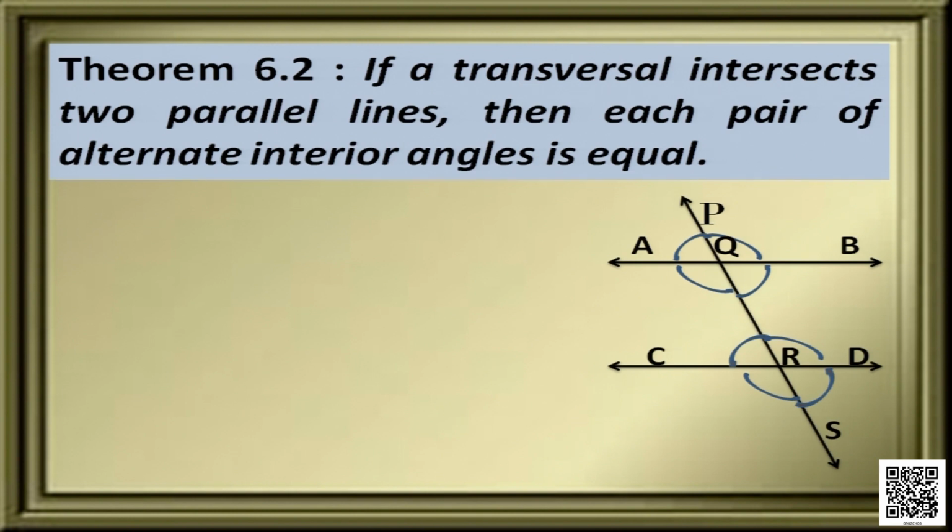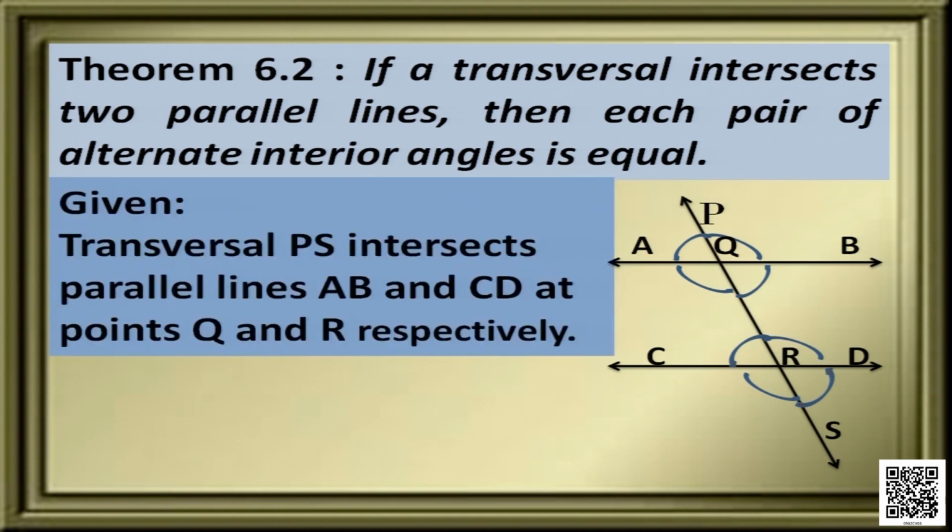So what is given then? Here transversal PS intersects parallel lines AB and CD at points Q and R respectively. From this, what to prove? Which part is the proof? Then each pair of alternate interior angles is equal. This part is the to-prove section.